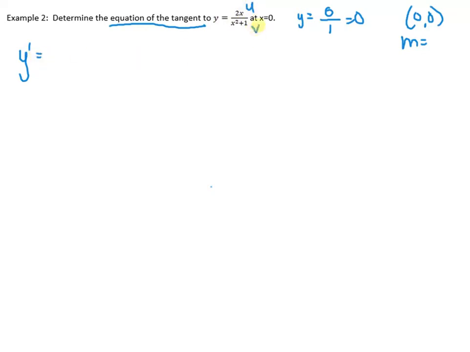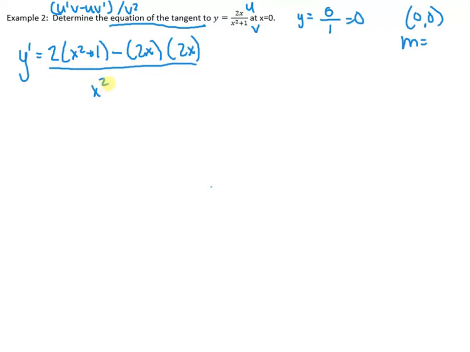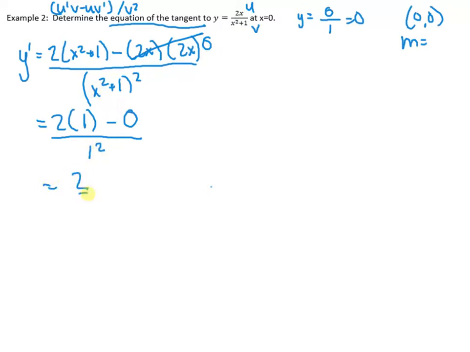Now, let's do y prime. We'll call the top u, the bottom v, and remember: u prime v minus u v prime, all over v squared. The derivative of the first times the bottom as it is, minus the top as it is times the derivative of the bottom, all over the bottom squared. Now, we can simplify the top, but it really doesn't matter because we want to sub in 0 anyways. So 2 times (0 plus 1) is just 1, minus, this all goes to 0, over (0 plus 1) squared. I get 2 over 1, so I just get 2.